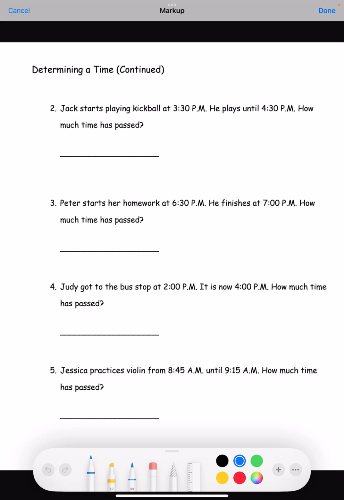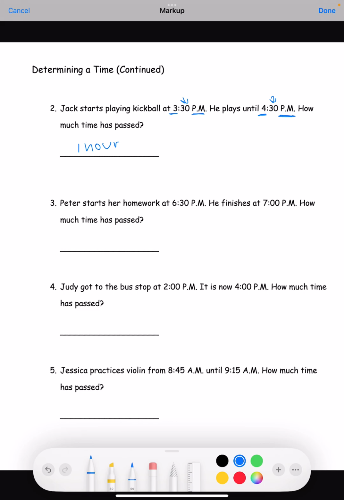Determining a time continued. Number 2, Jack starts playing kickball at 3:30 p.m. He plays until 4:30 p.m. How much time has passed? All right, so first let's see if the AM and PM changed. It's at PM and it's still at PM. And the hour started at 3 and now it's at 4. So that is a 1 hour difference because the minutes are still 30 and just the hour changed, and so only 1 hour has passed.